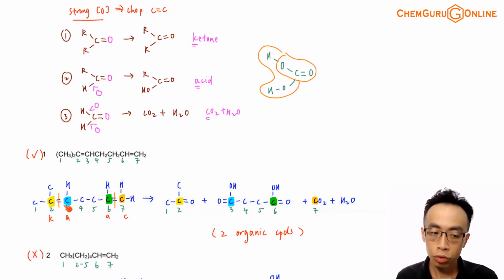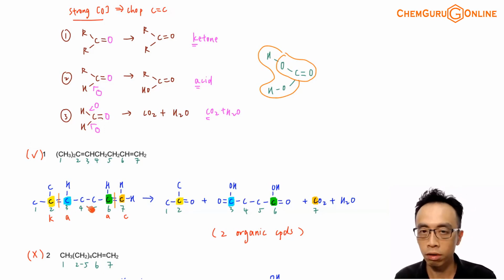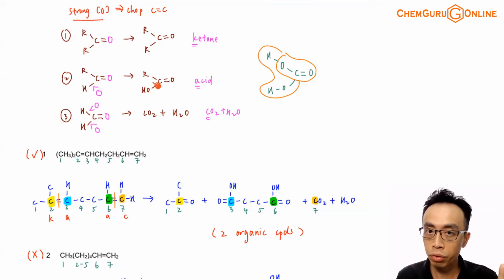Look at carbon 3 and the group that is directly attached to carbon 3. So carbon 3 is attached to carbon 4, which is an R group, attached to a hydrogen. This is an RH group. Scenario 2 is going to be oxidized to my acid group. So put A for acid.